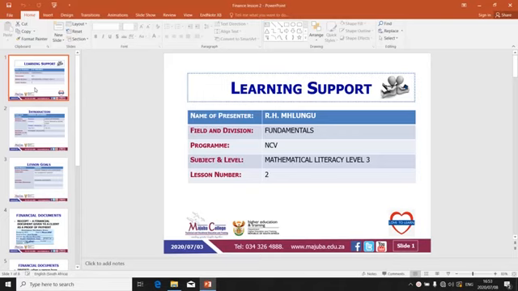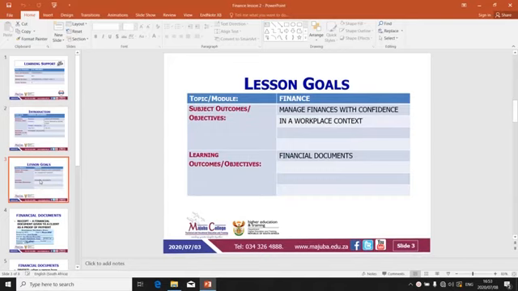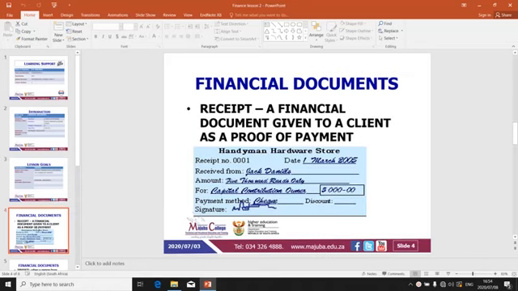We'll be doing Maths Lit Level 3 together. The topic is still in the finance module, which is module number 3. You are expected to have the textbook with you, the calculator, and a pen to write with. Exercise book 2 is required so that we can work together. The topic that we are doing now is financial documents.